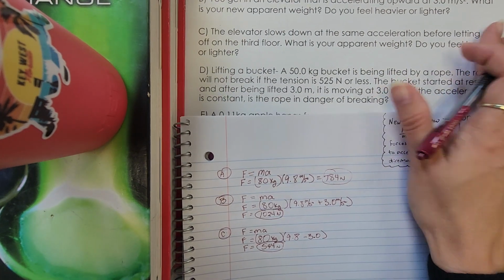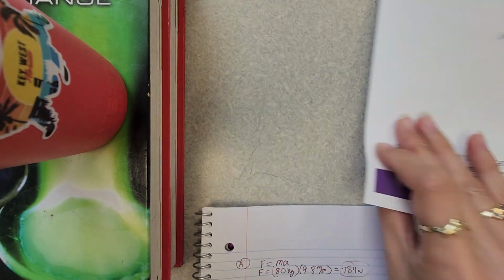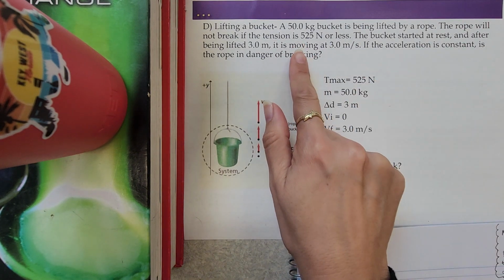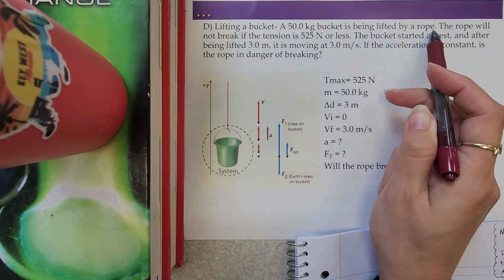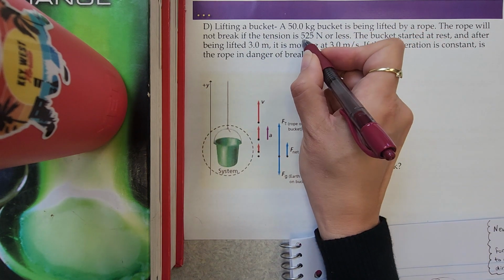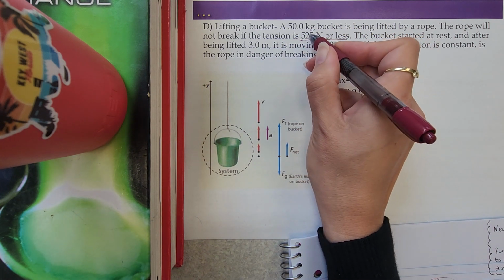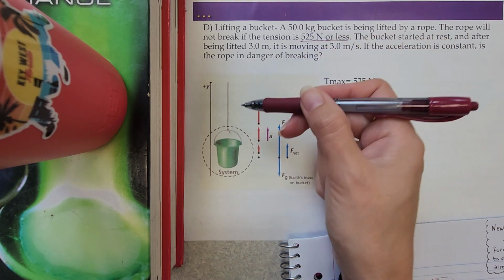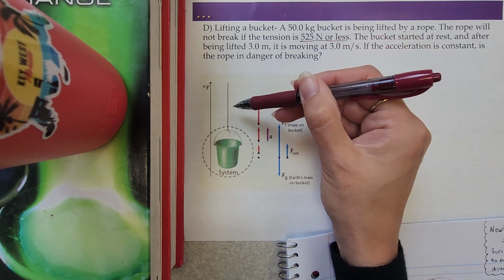All right, example D. For this, we're going to have to apply some kinematics equations. In example D, we're lifting a bucket. The bucket has a mass of 50 kilograms, and the rope will not break if the tension is 525 newtons or less. Now this is very important that we do not plug in 525 newtons into the equation. This is a comparison problem where we need to calculate the force of tension in the rope and then compare it to this. If it's less than 525, the rope will not break. But if the tension is greater than 525, the rope will break.